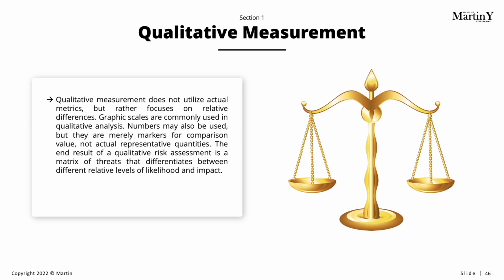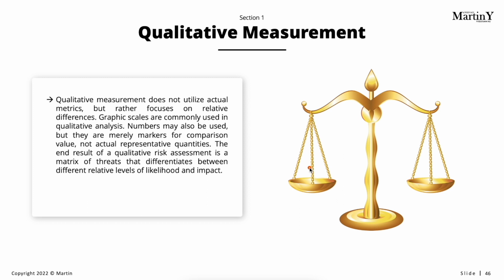So normally the final matrix of the qualitative risk assessment consists of threats that differentiate between different levels and likelihood of impact. So in the qualitative risk analysis, the measures that are used are descriptive, typically a set of nominal values such as high, medium, or low values. Those categories are then assigned numbers so that the weights of the relationships between them can really be characterized.